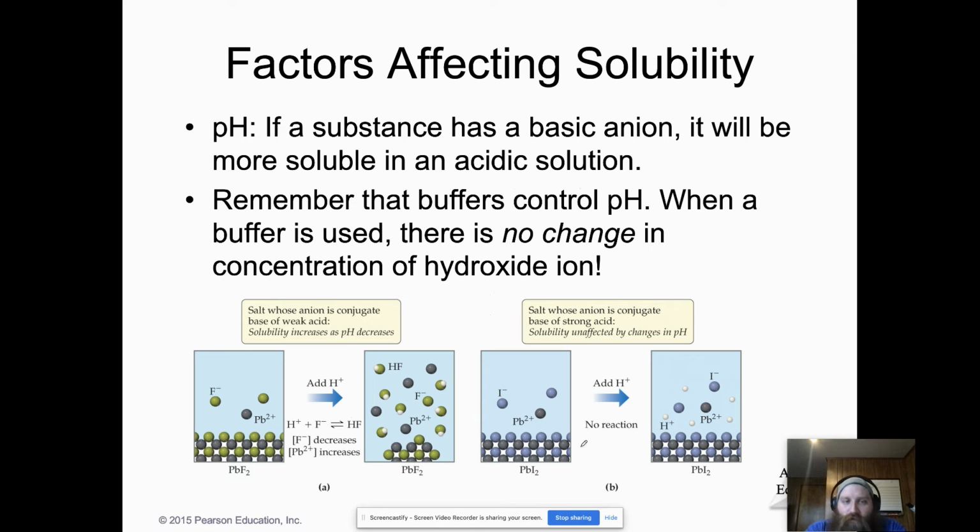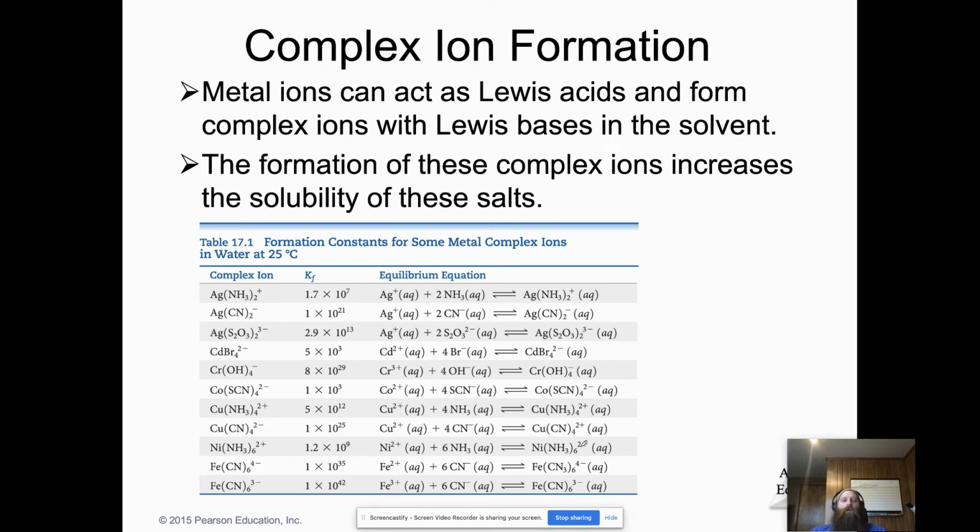Now, there are a lot of other factors that affect solubility, such as pH. If you have some substance with a basic anion, it's more soluble in acidic solution than it is in a basic solution. Your buffers are going to control your pH. So if you look at dissolving something into a buffer, and this is a common little thing they'll throw at you on the AP test, remember, if there's a buffer present, you have no change in your hydroxide ion. So that would be affecting your ice table there.